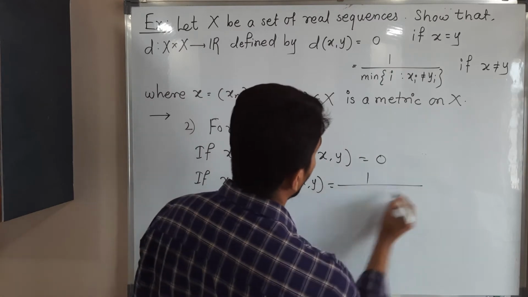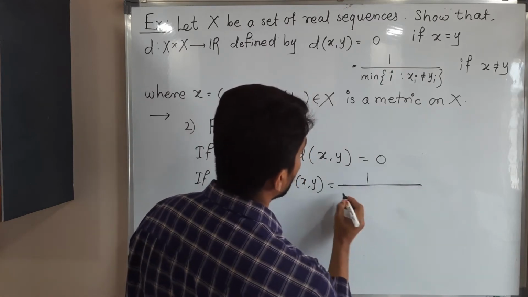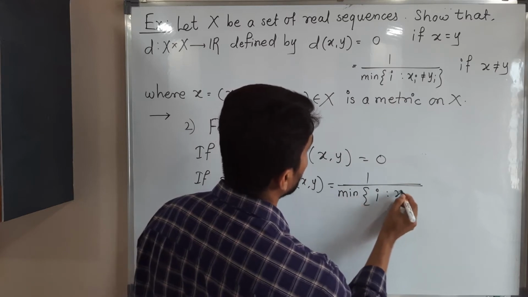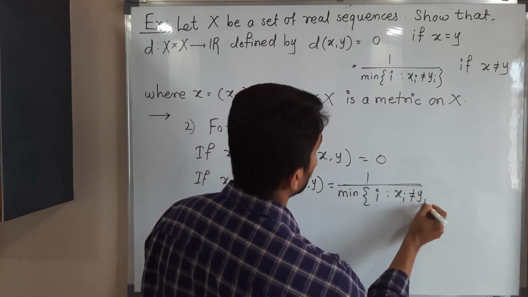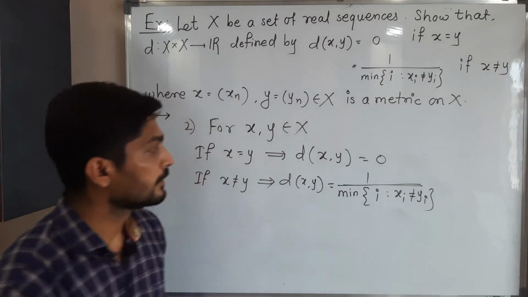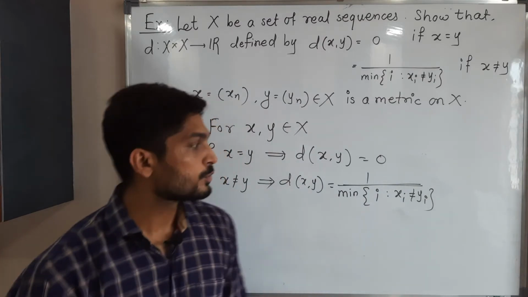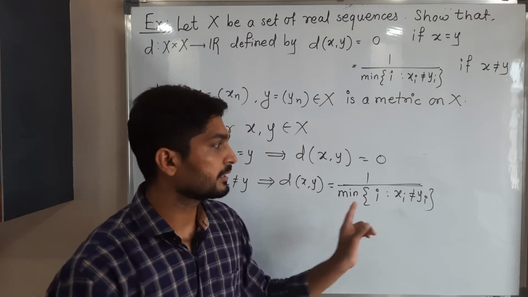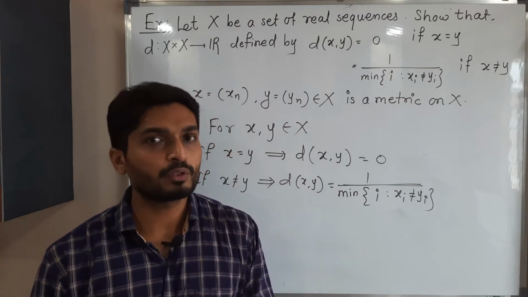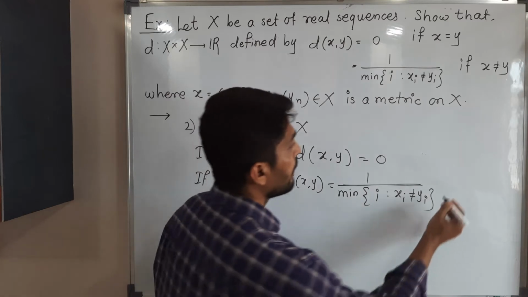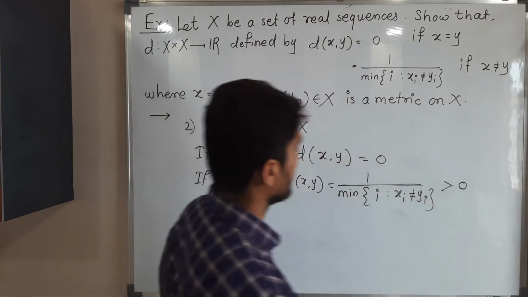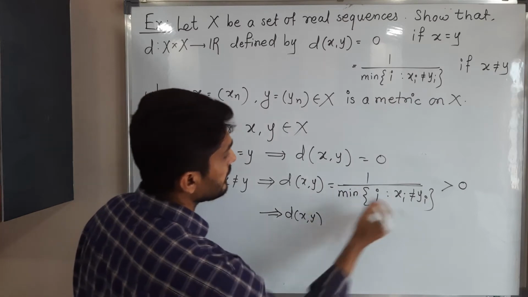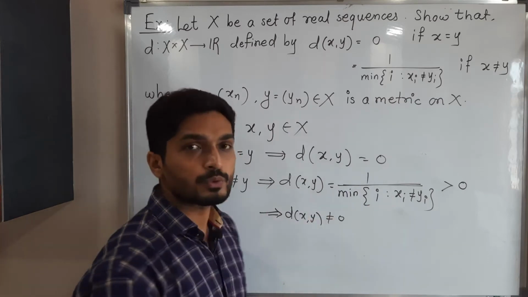So 1 upon the minimum of i such that x_i is not equal to y_i, right? So d(x,y) is equal to this one. So 1 upon minimum, see, it is a natural number, 100% it gives a natural number, and 1 upon a natural number means we will have a positive number, so it is greater than 0. It means d(x,y) is greater than 0, that means d(x,y) is not equal to 0.